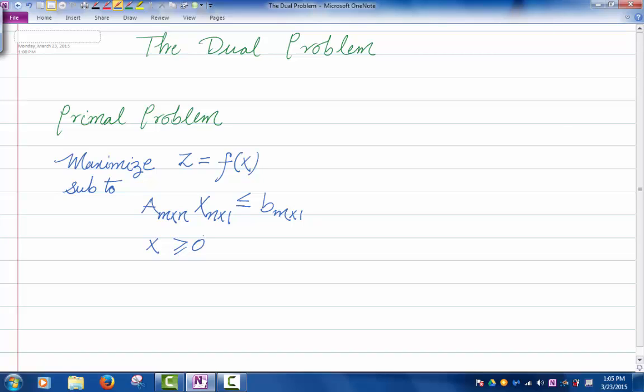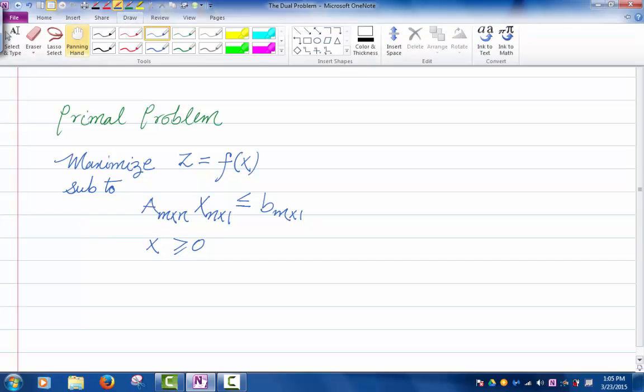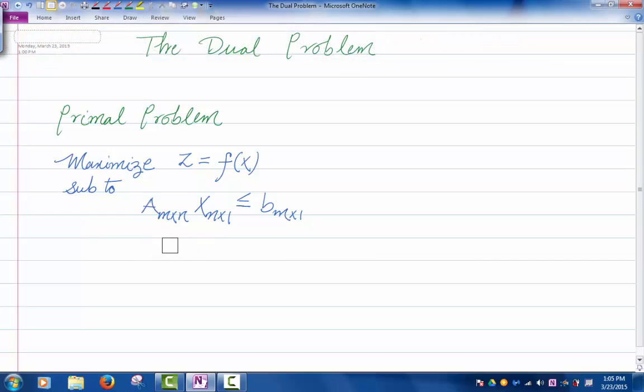So what is the meaning of x greater than or equal to 0? It means each variable x1 up to xn, the decision variables, is non-negative, right? So whatever problem you have at hand that you're trying to solve, I'm calling that the primal problem.